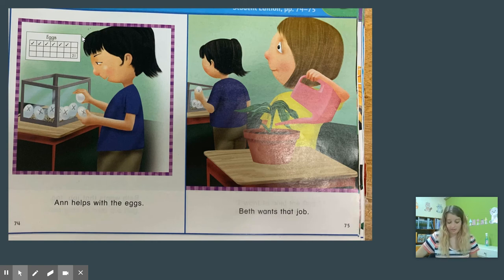So what is Anne doing? She is taking care of the eggs. So how can you tell that Beth wants Anne's job? Well, Beth is looking at Anne as if she wants to be doing that job instead of her job. So the sentence says so. Ready? Beth wants that job.